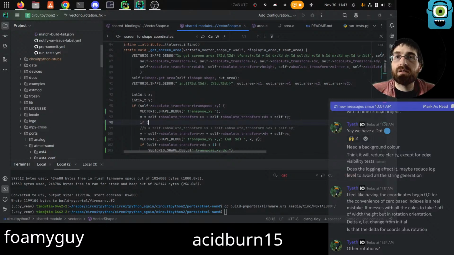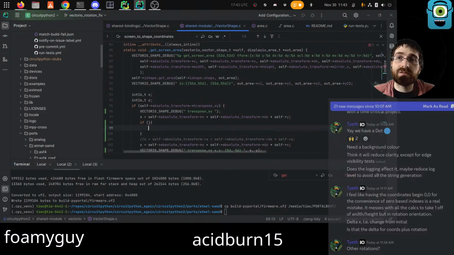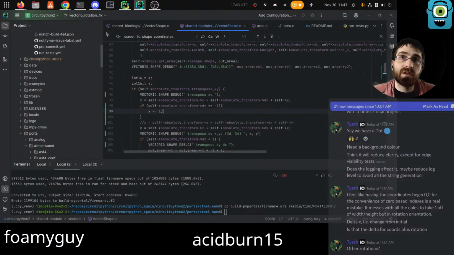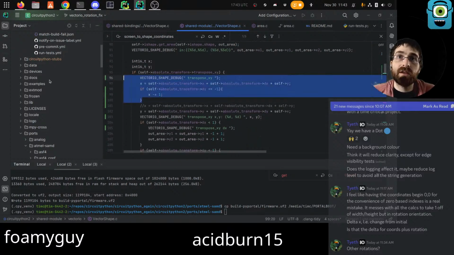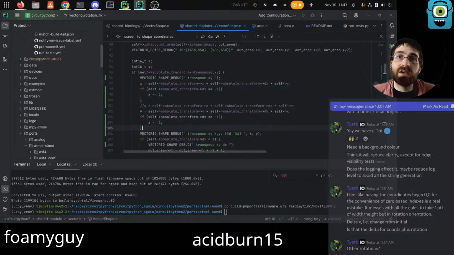I don't know if this is the best way to write the code, but it's the easiest way for my brain to understand it visually and mentally, I guess. So if this is -1, then we minus equals 1 here, semicolon. And then we will basically have the same thing like this, but it will be dx and it will be y.